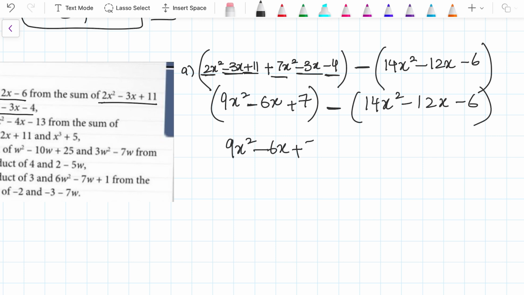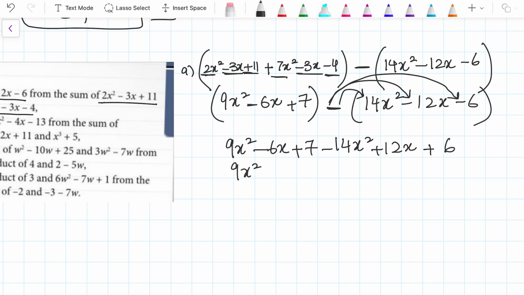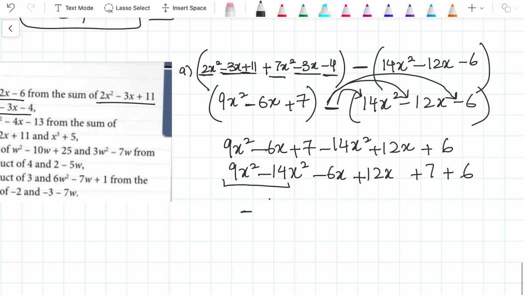Now copy down the first expression. Minus 14x squared. Minus minus is a plus 12x. Minus minus is a plus 6. Now like terms together. Remember, x squared is not equal to x, and they are considered two separate terms. 9 minus 14 is minus 5x squared plus 6x plus 13.